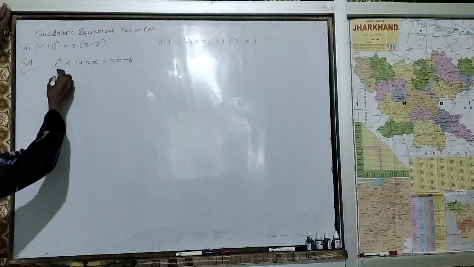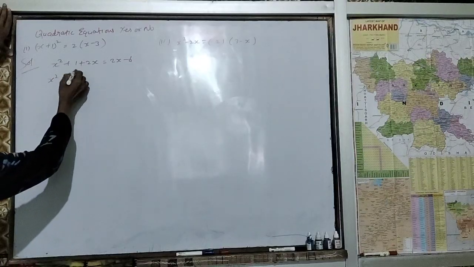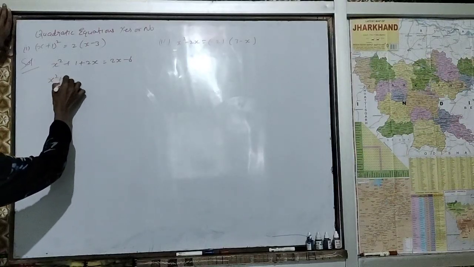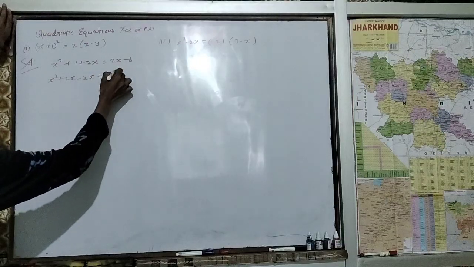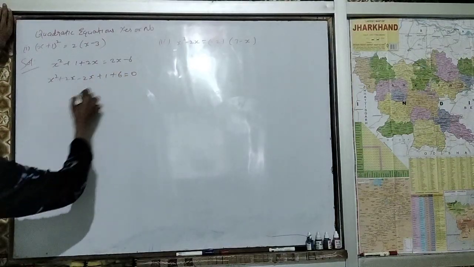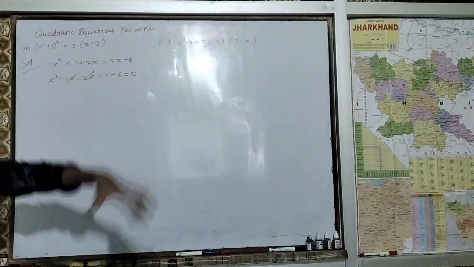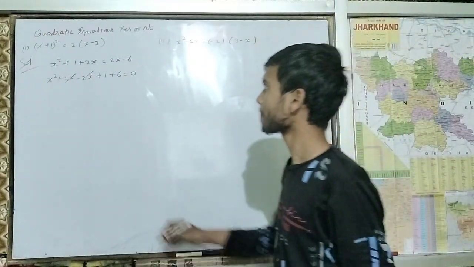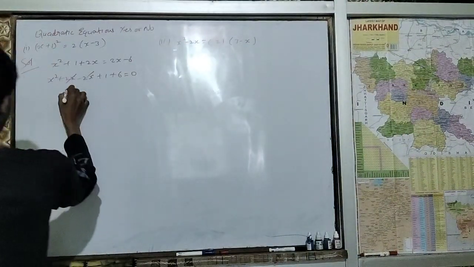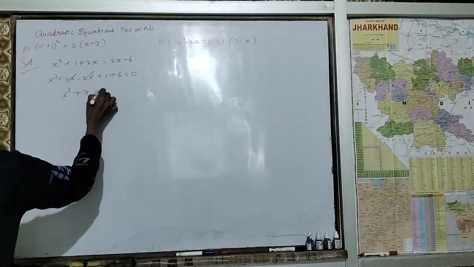Okay, you will do x square. Then here we have 2x, and in this minus 2x, here plus 1 and here plus 6. Here you can see both are cancelling each other because of plus and minus. At the end we are getting x square plus 7 is equal to 0.